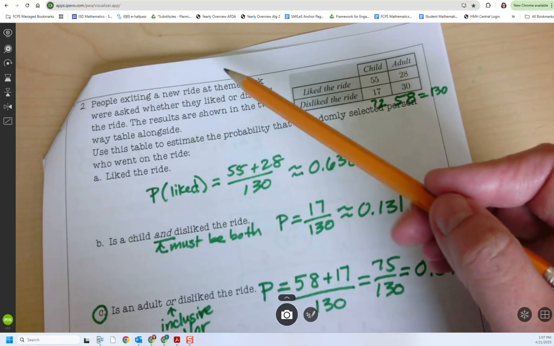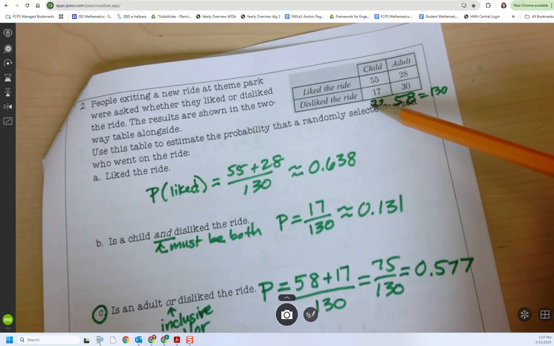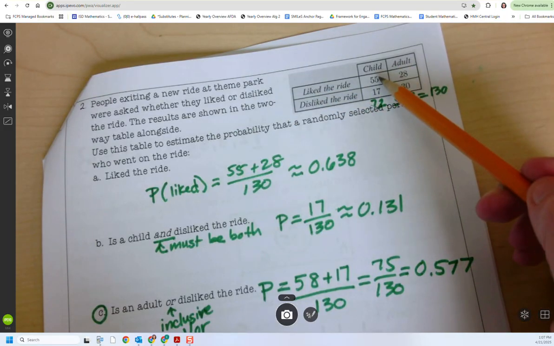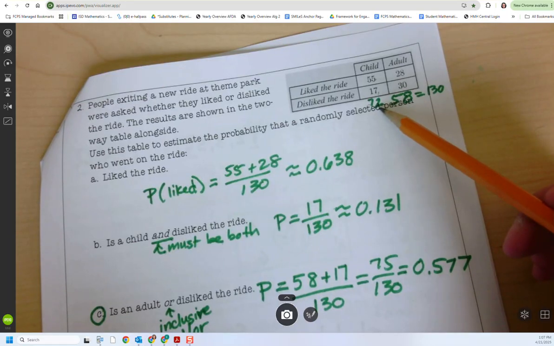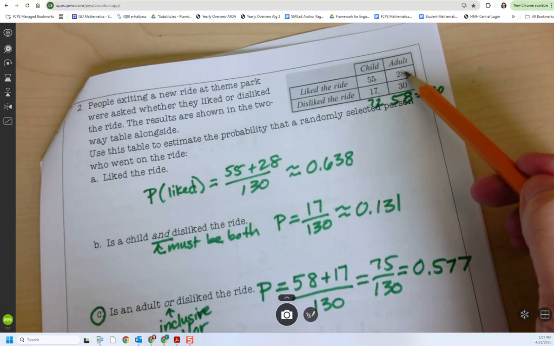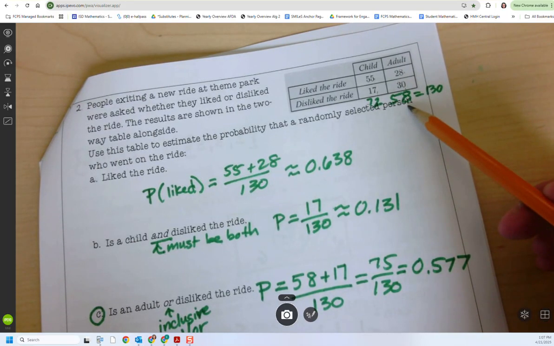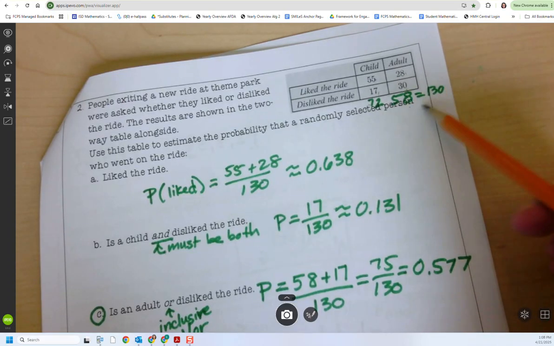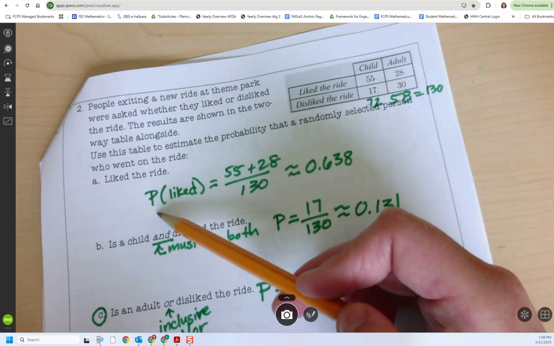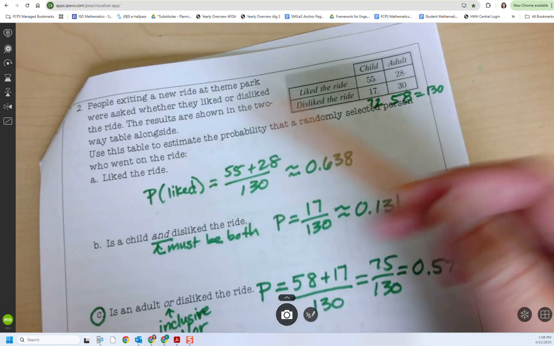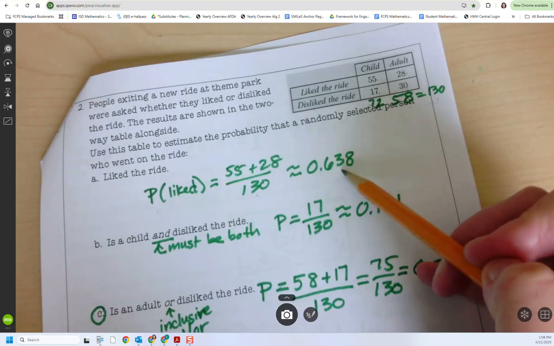People exiting a new ride were asked if they liked or disliked the ride, and the results are in this two-way table. So we have children who liked the ride, children who disliked the ride, which made a total of 72 children. 28 adults liked the ride, 30 adults disliked the ride, so that's a total of 58 adults, and altogether 130 people. So the probability that they liked the ride, we're going to add up the people who liked the ride and divide by the total people.